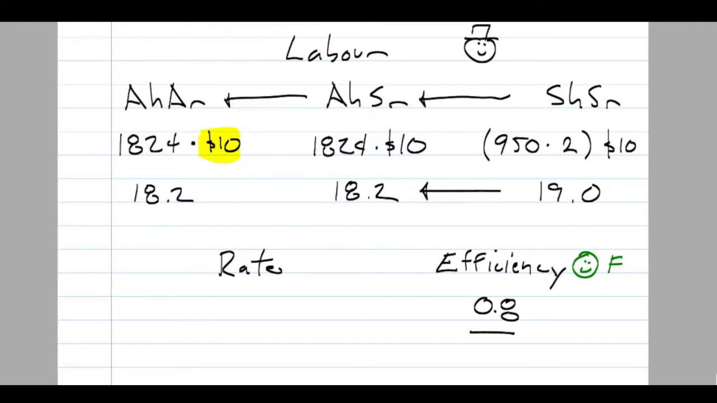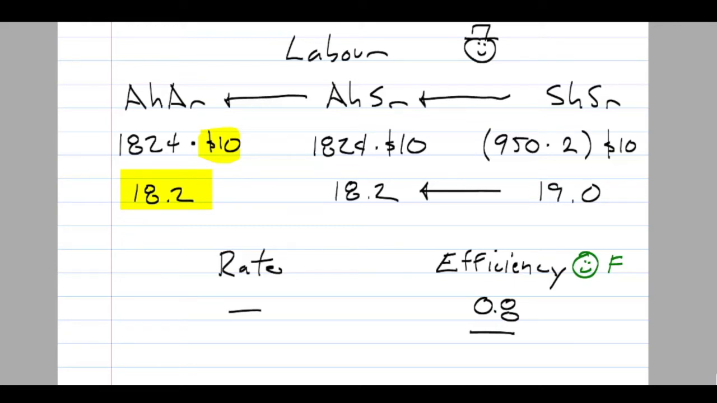And look at this. When we buy 18.2 thousand of labor hours on the labor market, we should spend 18.2. We did spend 18.2. That tells us that the rate variance was nil. We paid the expected hourly rate of $10.